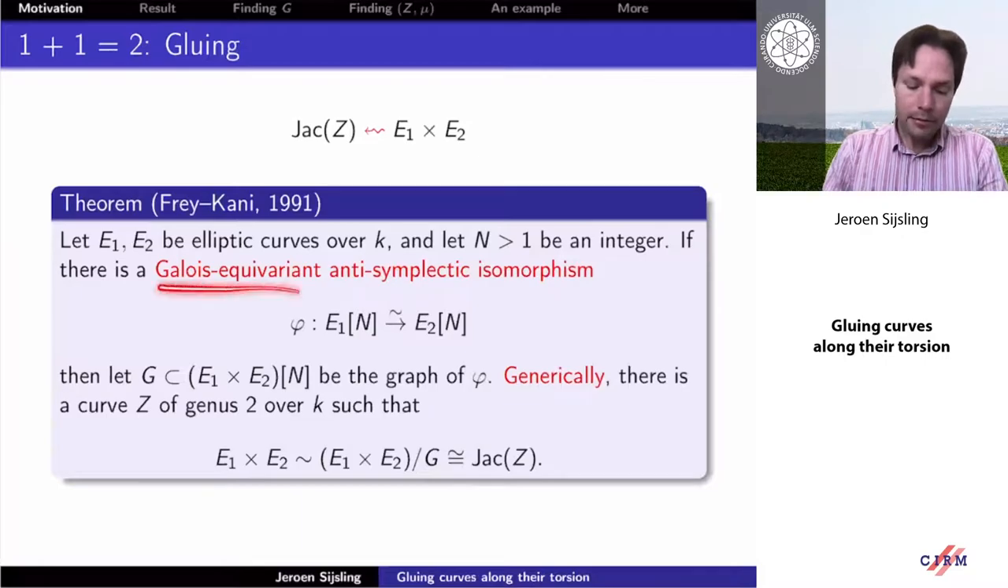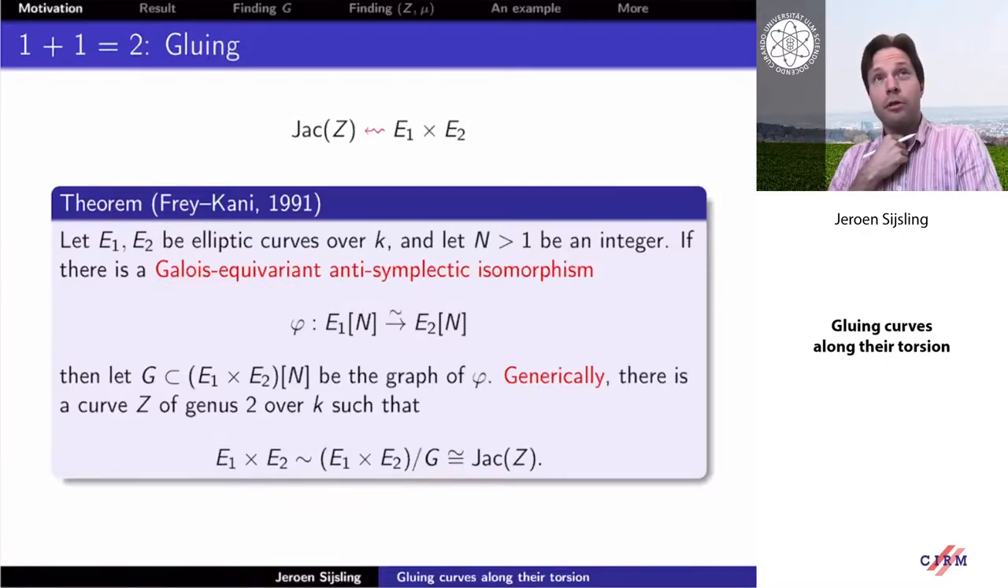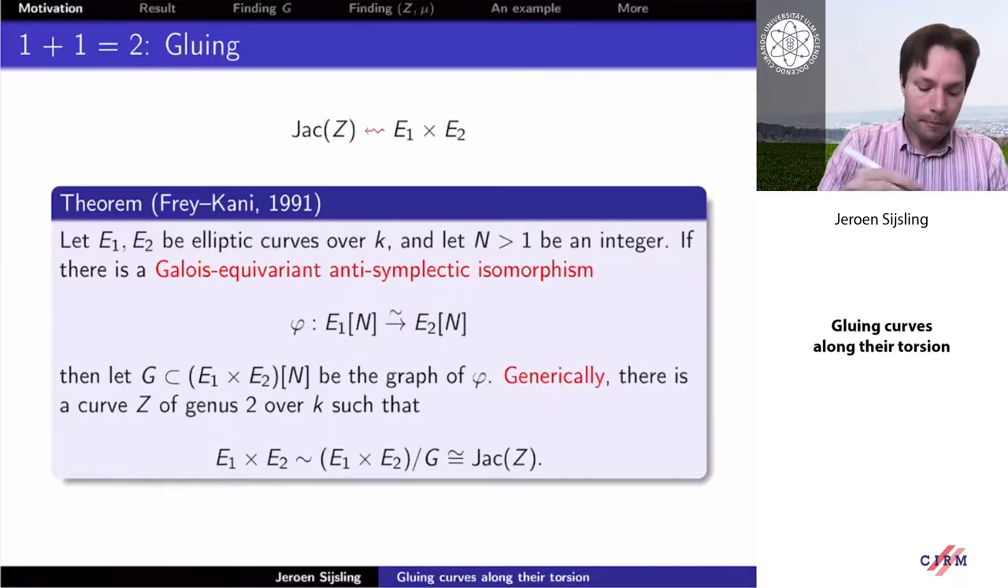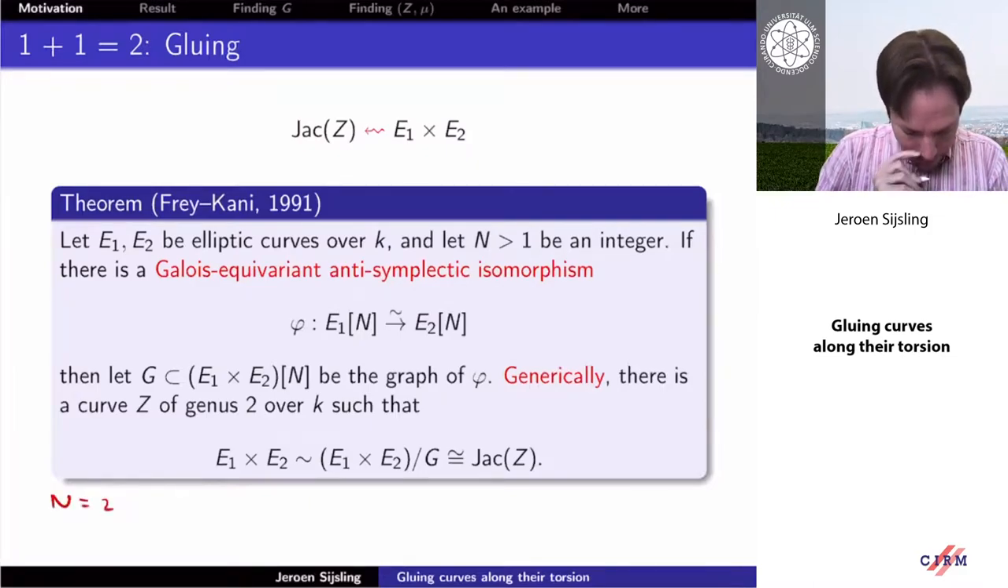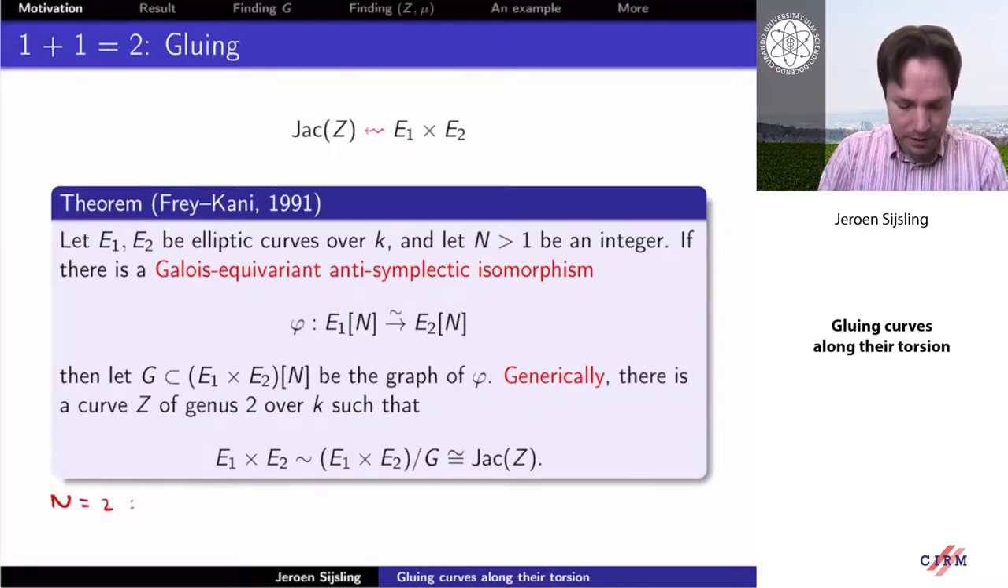Moreover, the Galois equivariance bit ensures that this group G is defined over your base field K. So you can really hope it's a Jacobian over K. And generically, it really is. For example, you can take your favorite number, which of course is 2, and then you can actually say when this happens.